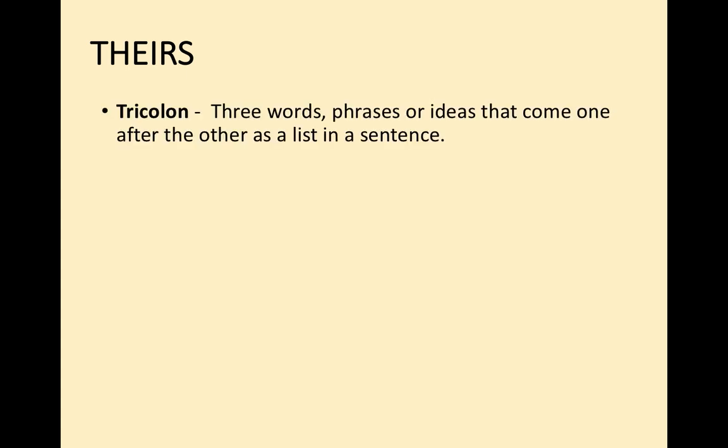Alright, so first there's technique we've got is tricolon. So tricolon is 3 words, phrases or ideas that come one after the other as a list or in a sentence. You may also have heard it called rule of 3 or triplets perhaps when you were in primary school, but we tend to go by the term tricolon.